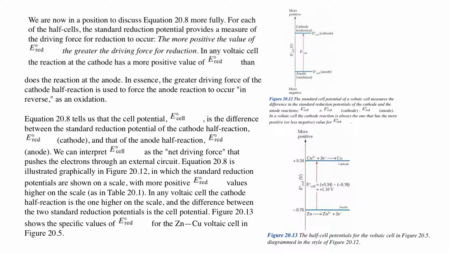In any voltaic cell, the cathode half reaction is the one higher on the scale, and the difference between the 2 standard reduction potentials is the cell potential. Figure 20.13 shows the specific values of the standard reduction potential for the zinc-copper voltaic cell in Figure 20.5.